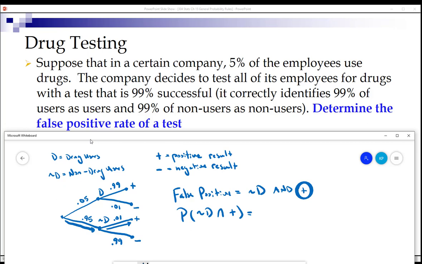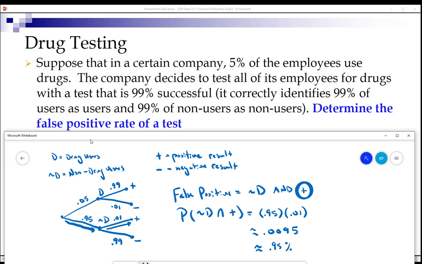So if we do that, we have to multiply our 0.95 times the probability that they're going to test positive, which is 0.01. And we're going to get that this is approximately 0.0095. This is going to happen approximately 1% of the time. Okay, so this is going to be a 0.95% chance. So there's a 1% chance that we're going to choose somebody that doesn't do drugs, but they're going to test positive. Now, depending on the size of your company, 1% might not be that big of a deal, but if you have a large company, that could be a big deal.